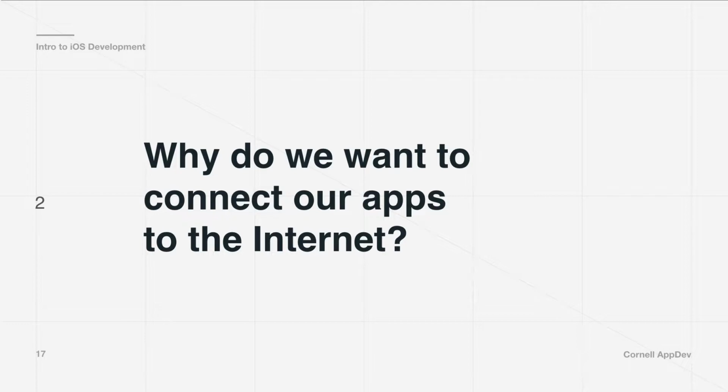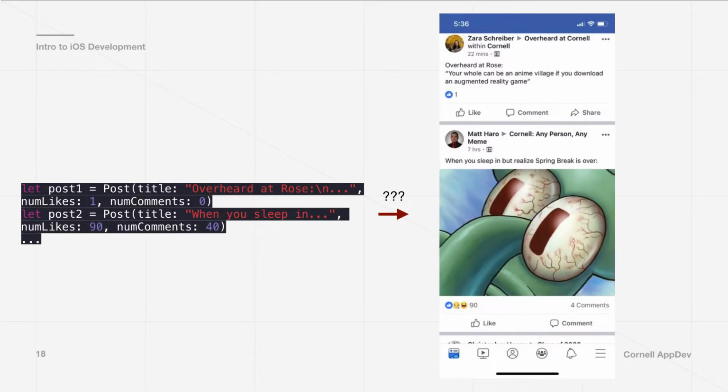So let's say someone hired you to build Facebook, and they asked you to build this feed. The way you might do it right now is you probably have a class for each post, and then you hard code: post 1 has this title, this number of likes, and this number of comments, and then post 2 has this number of likes, this number of comments.